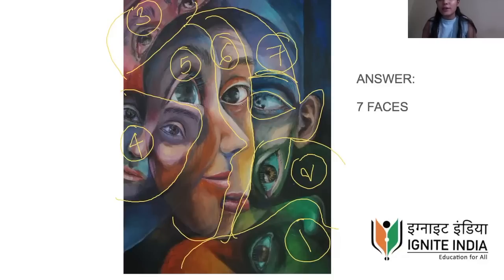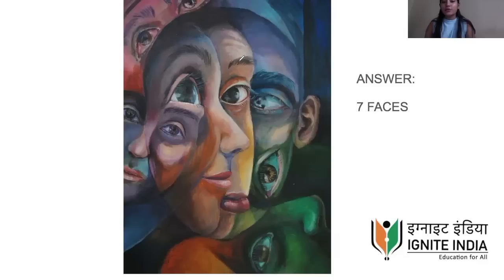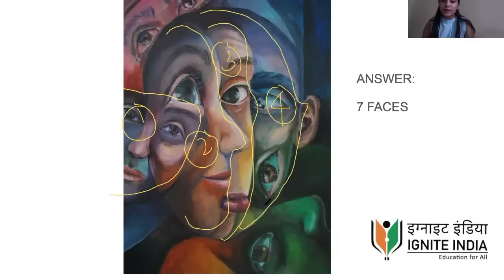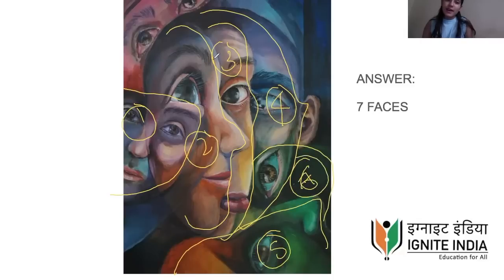I'll just redo it again for you all. So counting the number of faces in this image, you will see this is 1. This one is 2. This one is 3. This one is 4. There is one here which is a side face, which is 5. There's another one here which is a front face, which is 6. And this one here is 7.